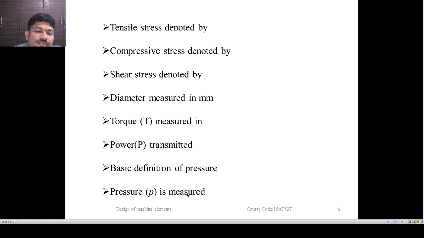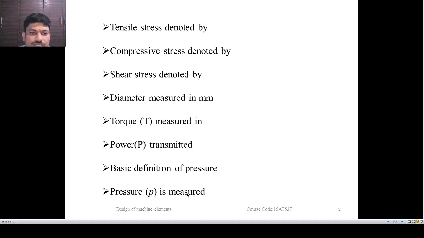Pressure is nothing but the force per unit cross sectional area. Once again, its unit is the same. Force is measured in Newton, cross sectional area is measured in mm square, so it is Newton per mm square. There are some other units of pressure, like bar and Pascal, which we also use. We should know the conversion of bar to Pascal and Pascal to Newton per meter square, as already discussed.